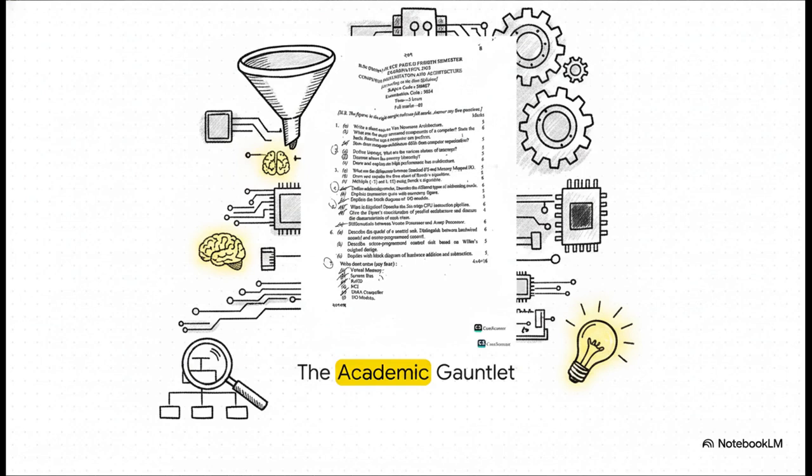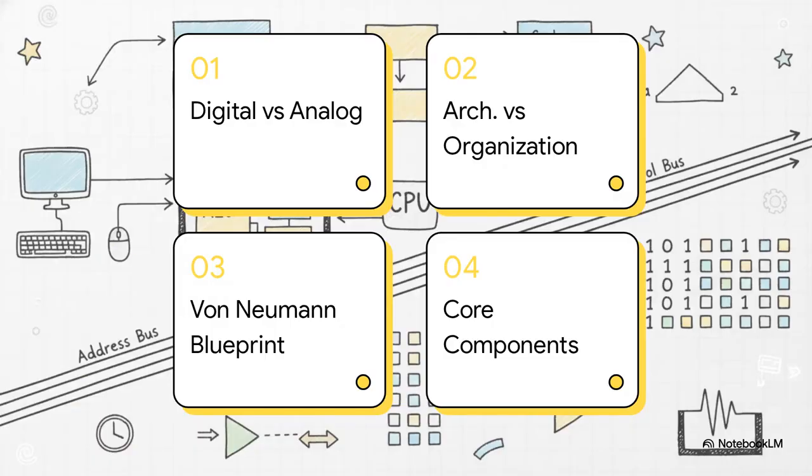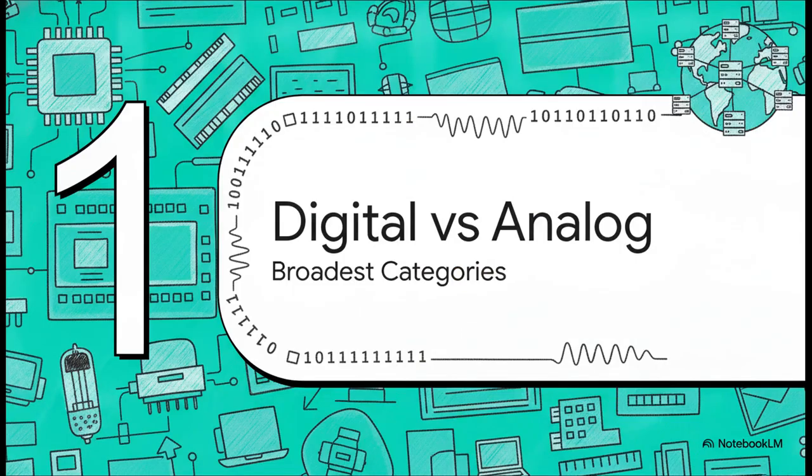Now, don't worry, you absolutely won't need a number 2 pencil for this. We're taking those complex, intimidating pages and distilling them down into a totally engaging crash course to give you absolute clarity on how computers actually work. So here is our syllabus for today. 1. Digital versus analog computers. 2. Architecture versus organization. 3. The von Neumann blueprints. And 4. Core components and functions.